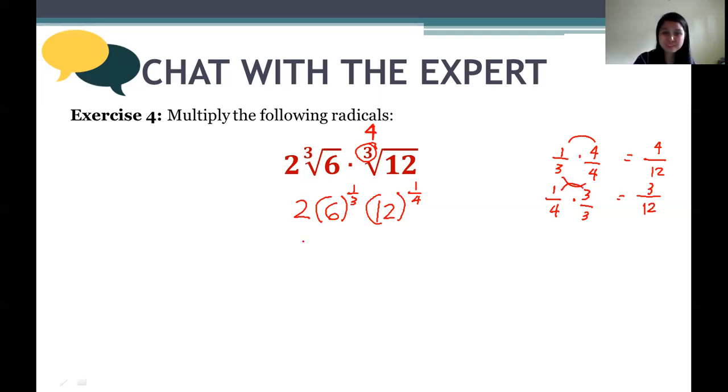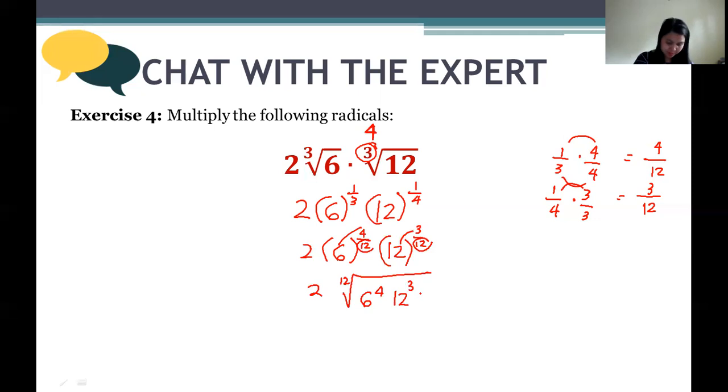Now, let's have 2 times 6 to the power of 4 twelfths. And the other is 12 to the power of 3 over 12. Let's simplify it. It's going to be 2. 2 is still outside. 12 is now our new index, denominator. Then let's write our radicands. 6 to the power of 4 and 12 to the power of 3.